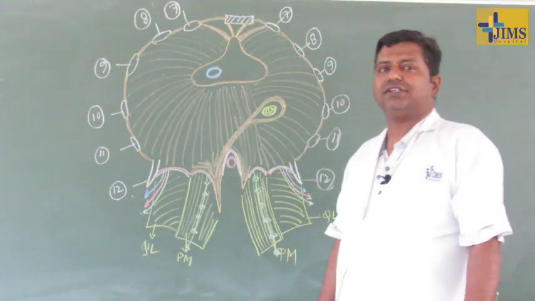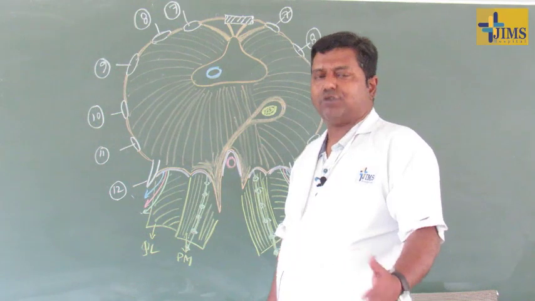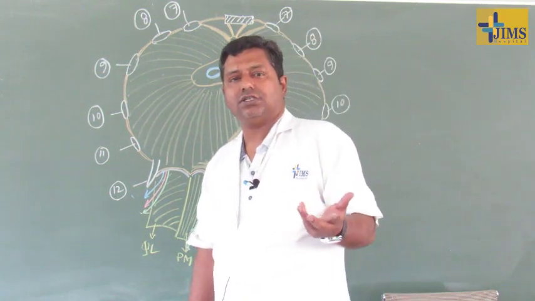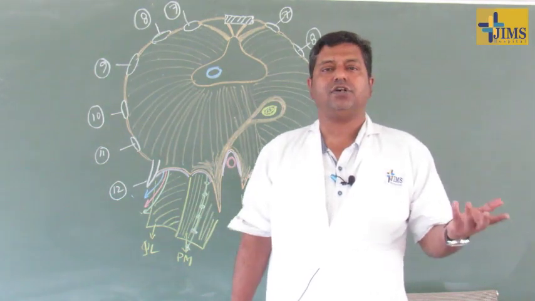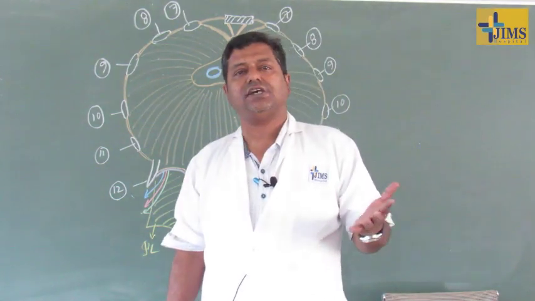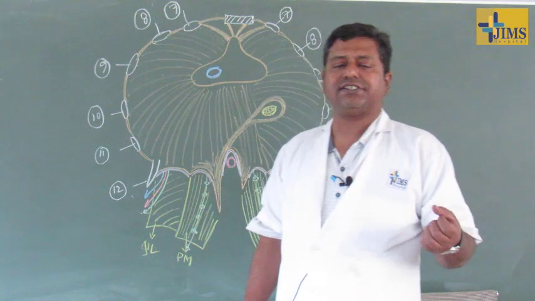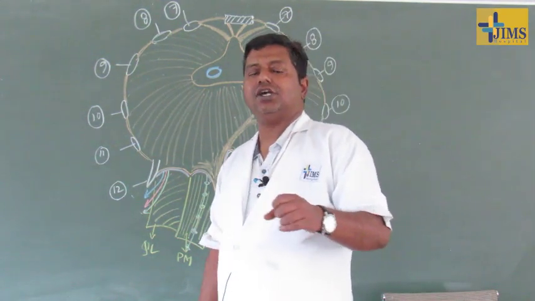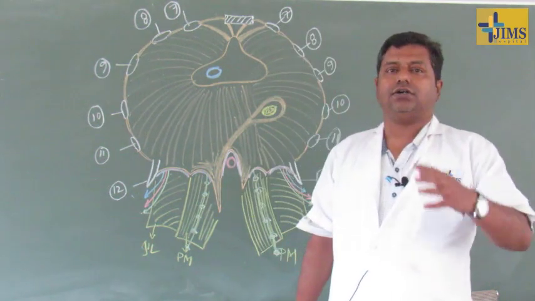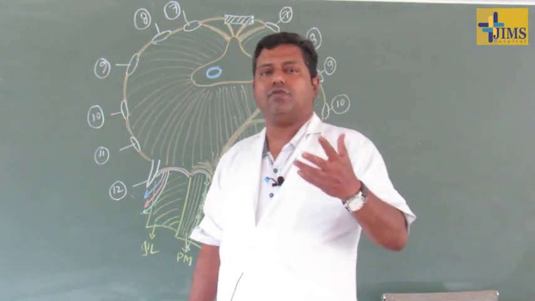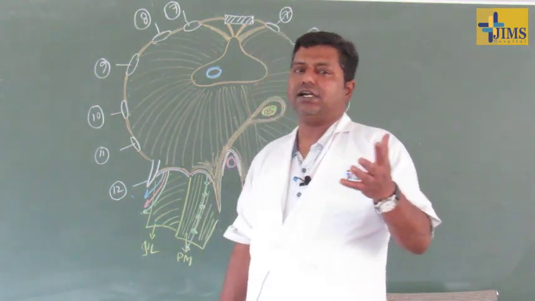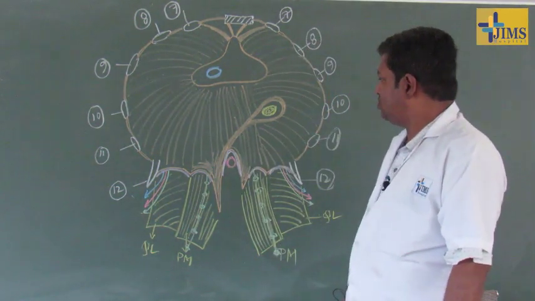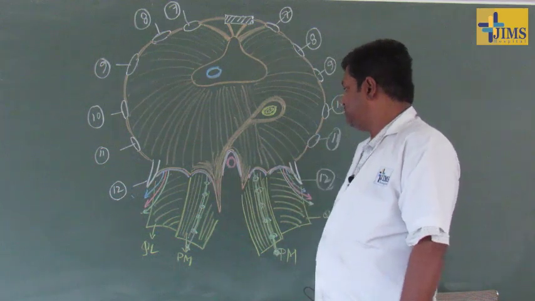And this ligament of Treitz, to recapitulate, is a remnant of the superior retention band of the primitive loop of the midgut of the GI tract. So this is about the right crus.